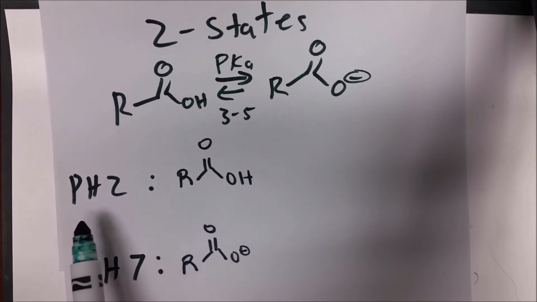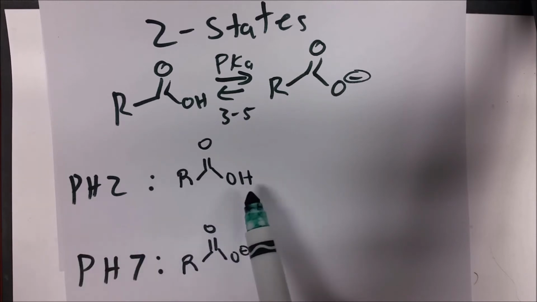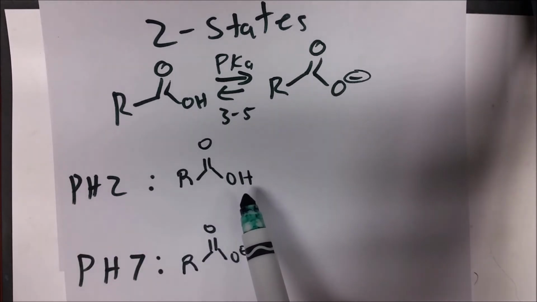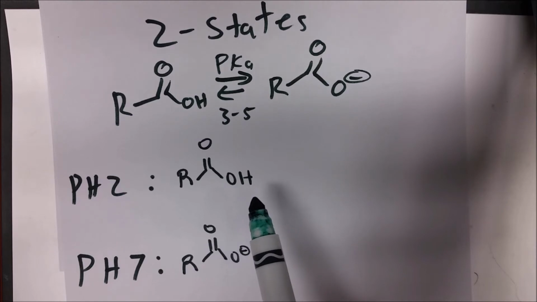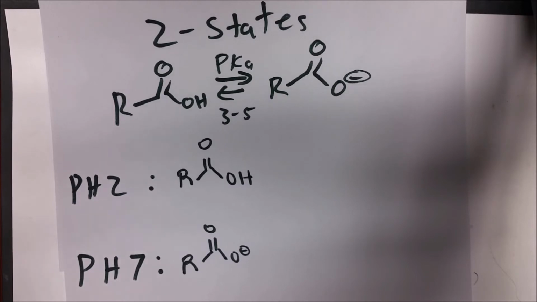When the pH is at 2, the oxygen will be protonated. This is because the pKa is higher than the pH. Now, if the carboxylic acid is placed in a pH solution of 7, the oxygen will be deprotonated. This is because the pH is higher than the pKa.